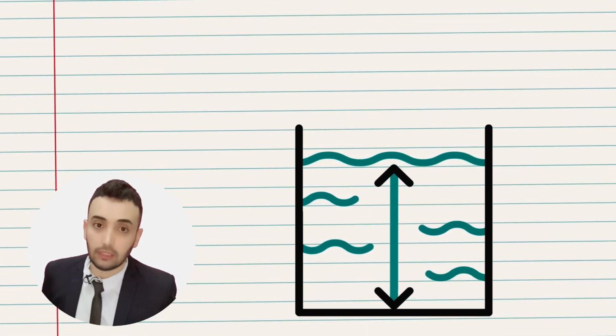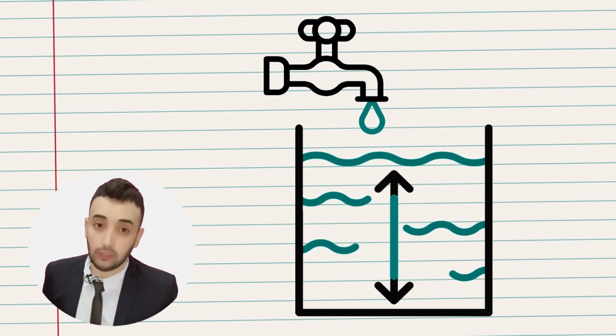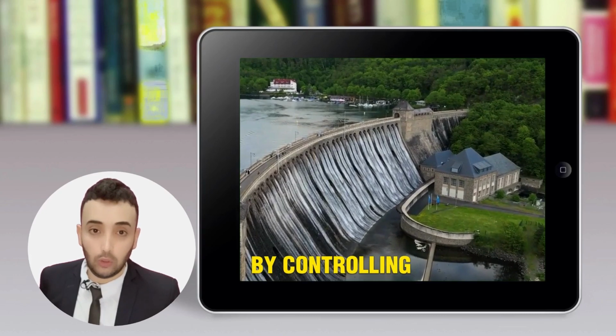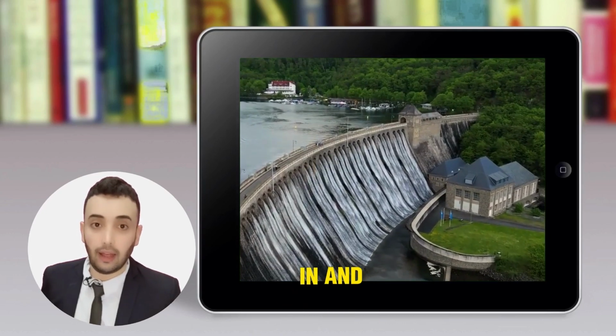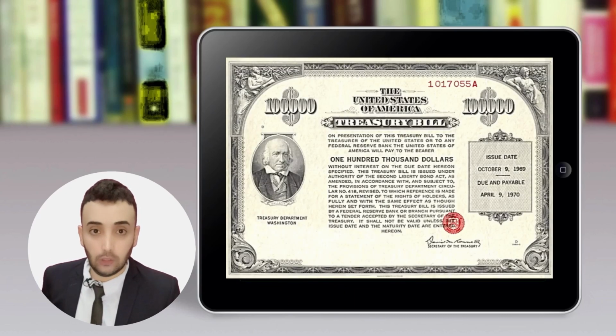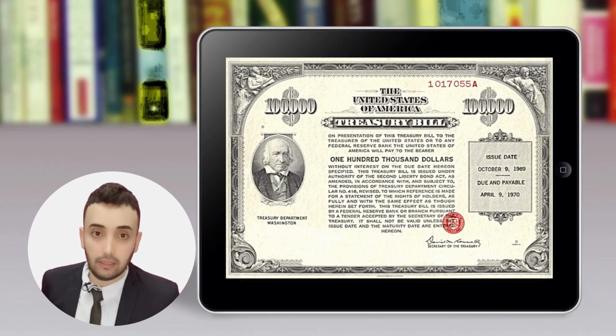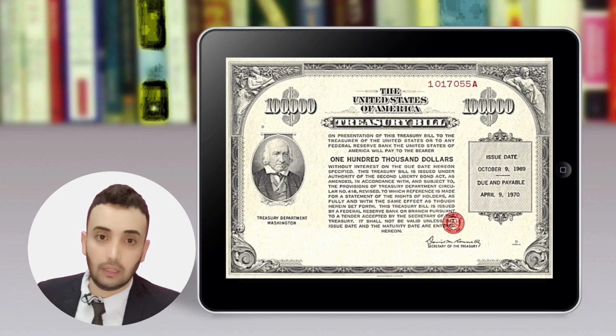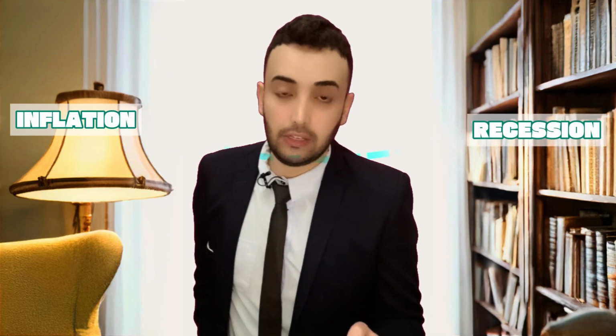The Fed can't just pour water into the tank. Instead, the Fed influences the level by controlling the flow of water in and out. When the Fed buys bonds, it's like adding water to the tank, increasing the money supply. On the other hand, when it sells bonds, it's like draining water out. It is all about managing the levels to keep the economy from overflowing, inflation, or running dry, recession.